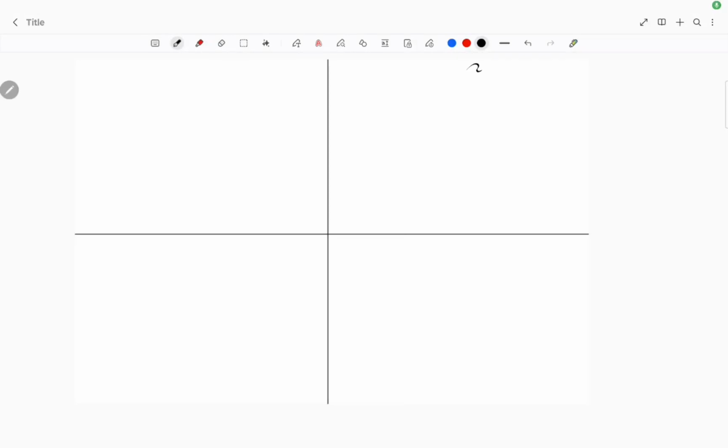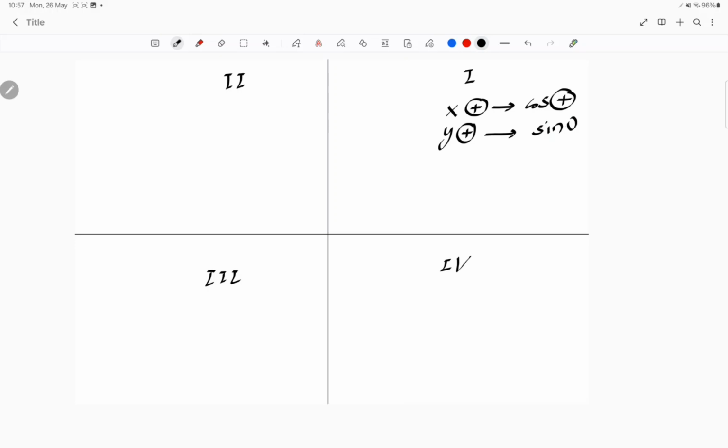So here is the first quadrant, or quadrant 1, quadrant 2, quadrant 3, and quadrant 4. In quadrant 1, the x is positive, the y is positive, therefore the cosine is positive, the sine is positive, and of course tangent, which is sine over cosine, will also be positive.